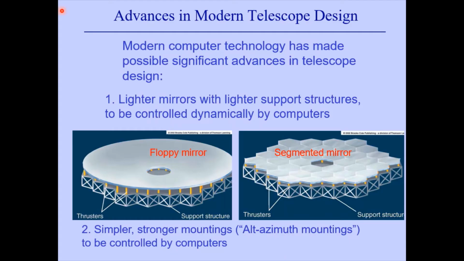So some of the more modern telescopes use some different technologies to make them better. One is what they call a floppy mirror. It's a thin mirror that is controlled by computer actuators, basically computer-controlled thrusters down here that can make minute adjustments to the shape of the mirror to keep it in perfect alignment. And these adjustments can be made hundreds of times per second. And then we just saw the segmented mirror approach, which is used by some of the largest of the telescopes.